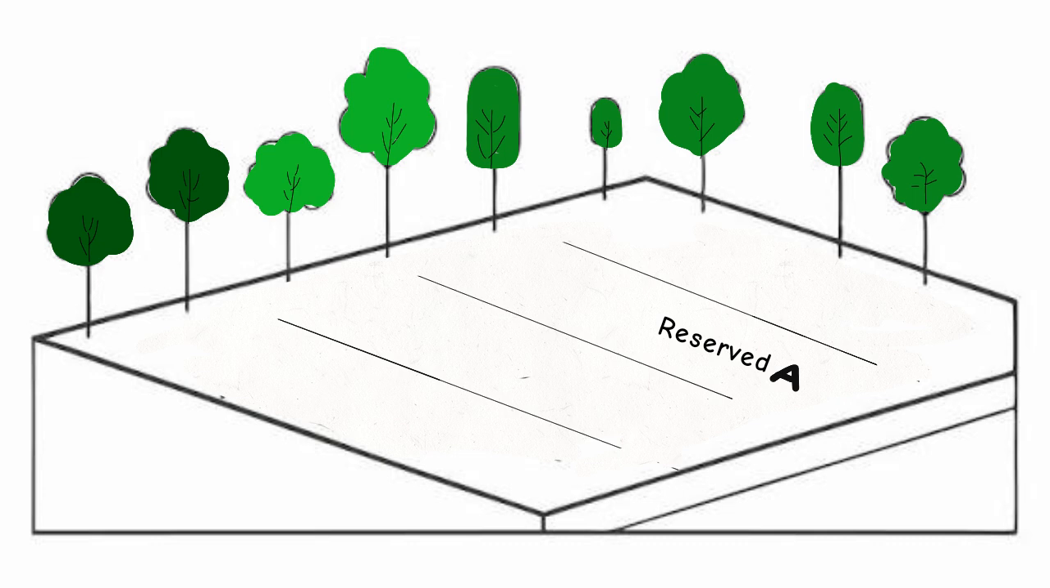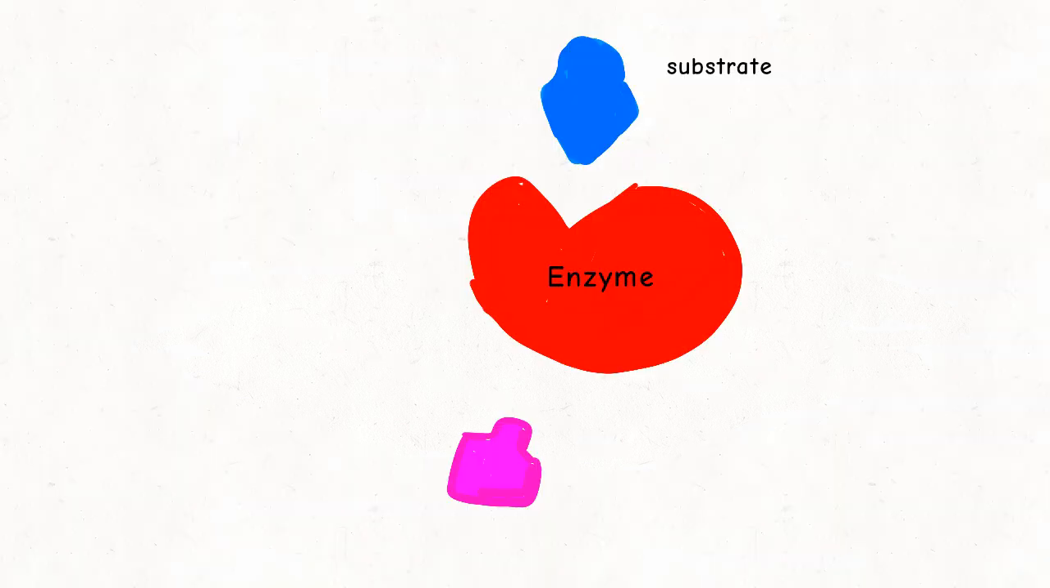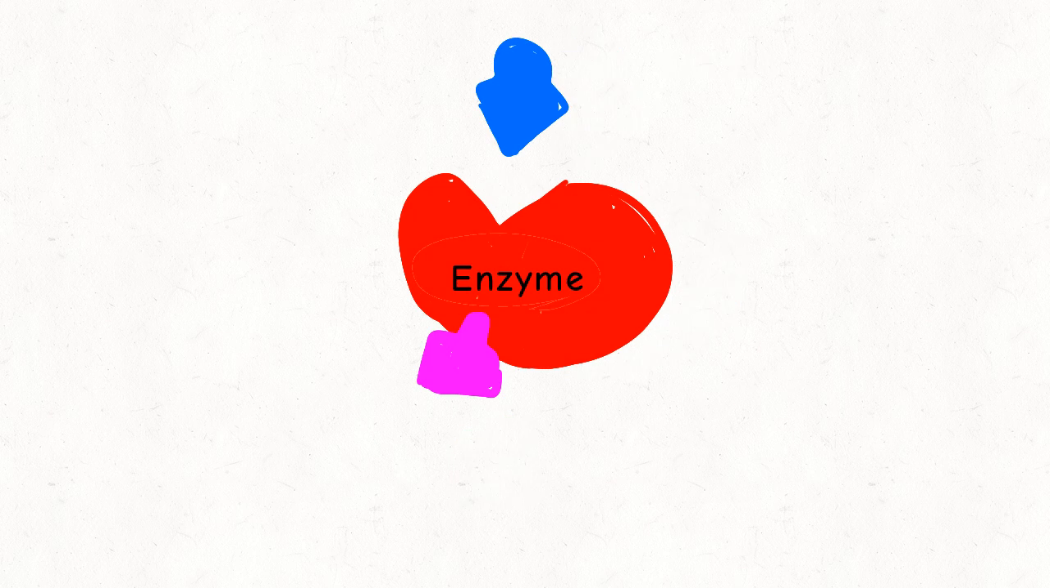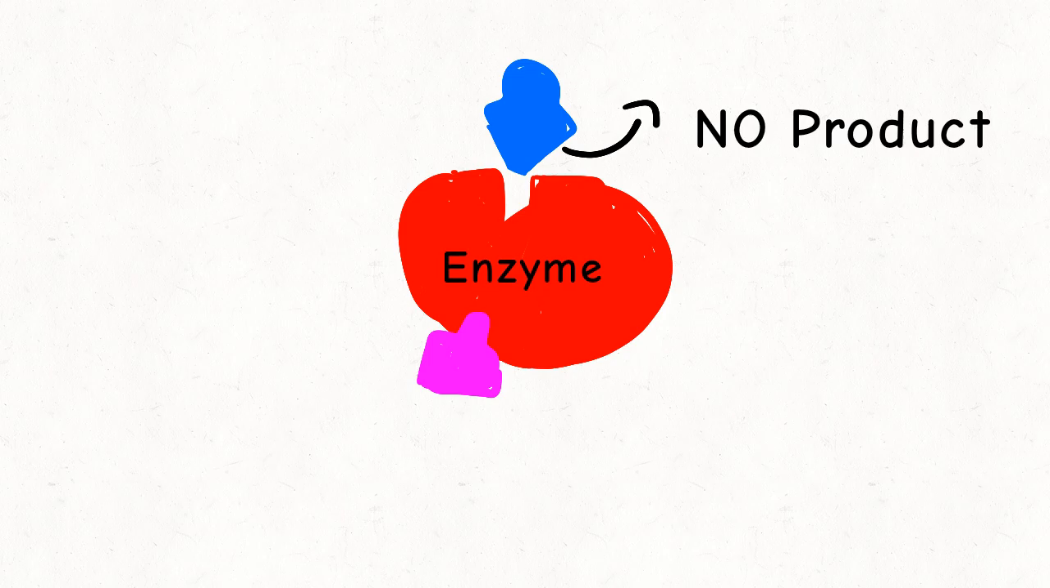On the other hand, non-competitive inhibition is slightly different. In this case, the cars don't compete with each other for the same reserved parking spot. Instead, there is a big truck parked on the side, blocking the driveway of the reserved parking spot. Even though the parking spot is open, the car can't get in as the truck is blocking the driveway. This is similar to what happens in the body when an inhibitor binds to a different site on the enzyme, changing the enzyme's shape and blocking access. As a result, the substrate cannot perform its function and no product or less product is formed.